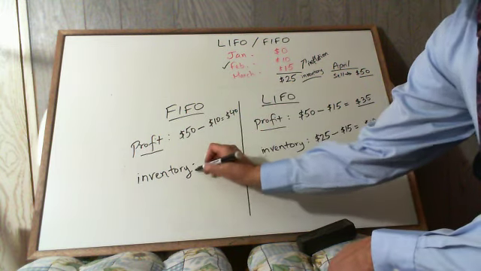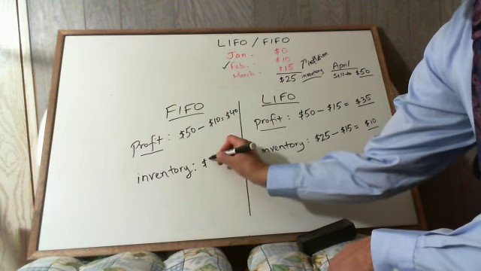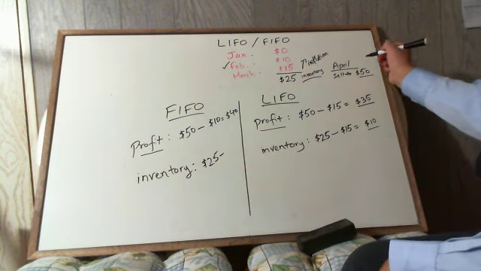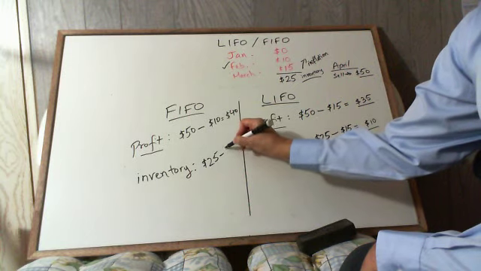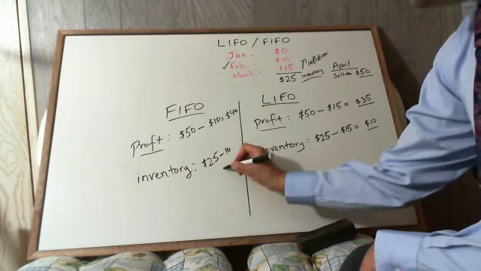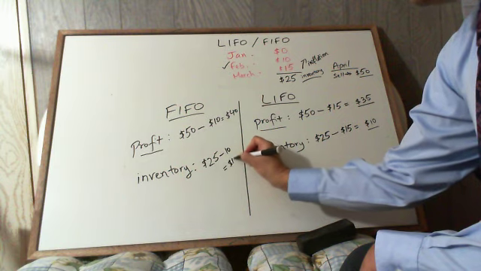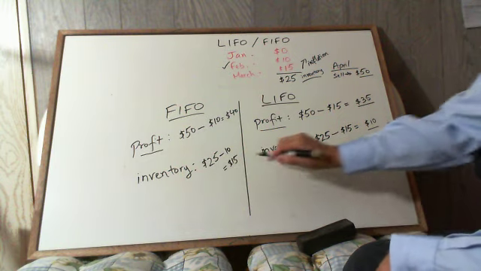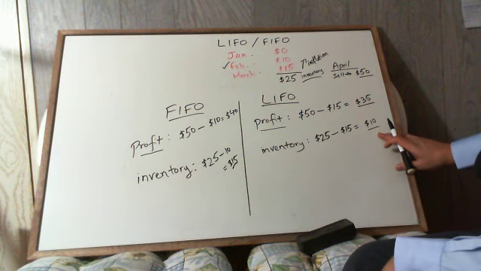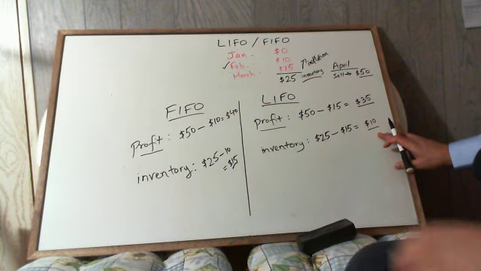And the same thing we will calculate for the inventory. We'll say our inventory was worth $25, right? And now we are taking out $10 from it. So we have taken out 10 and we are now left with $15 inventory. So as you can see here, the inventory is less in the case of LIFO, right?